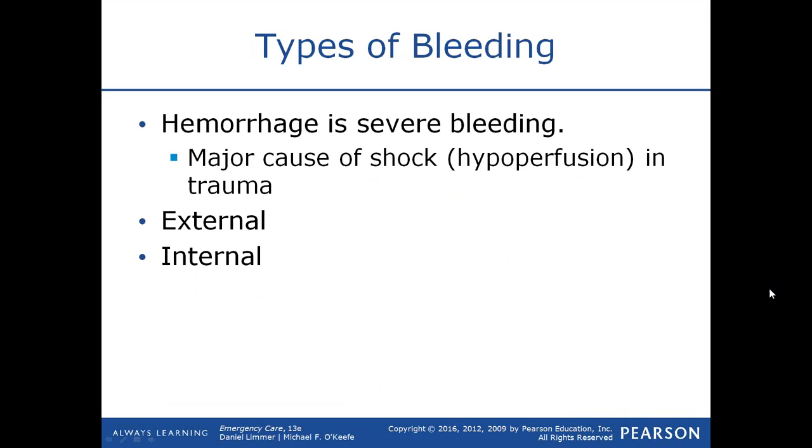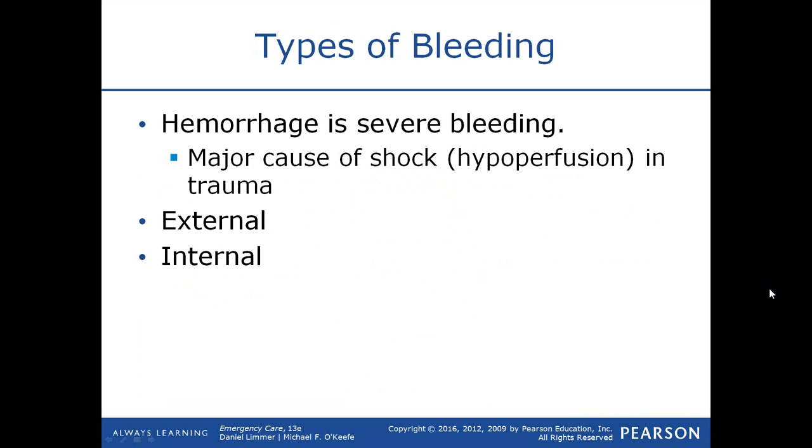So hemorrhage is probably the number one cause of shock, particularly in trauma. If I've got a trauma patient and I can see the bleeding and they look shocky, then I know that might be the cause. If they're bleeding internally and I can't see it, but I see all the classic signs and symptoms of shock, then I have to believe that they are bleeding internally until proven otherwise. So hemorrhage is the most common cause of shock in trauma.